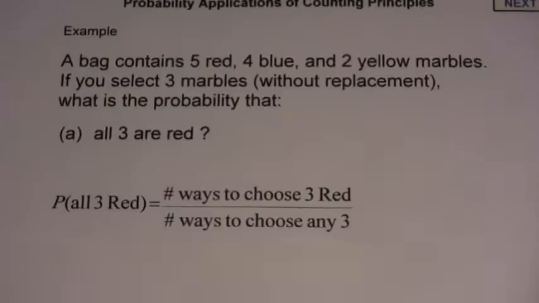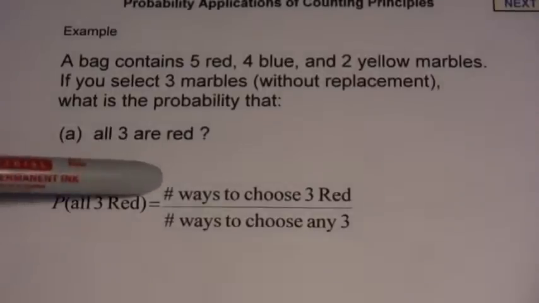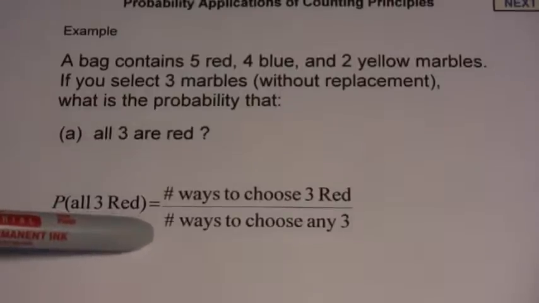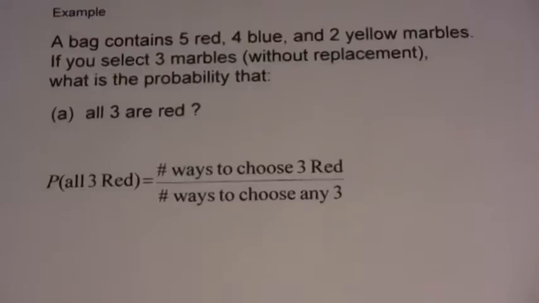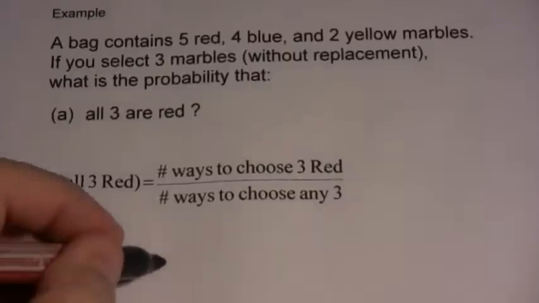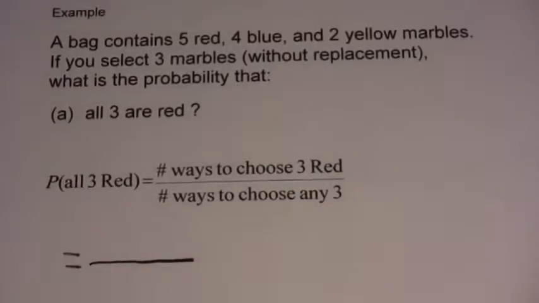Going back to the basic probability principle, the probability of getting all 3 red is a fraction given by the basic probability principle. It's the number of ways you can choose 3 reds divided by the number of ways you can choose any 3 marbles. How many ways can you choose 3 red? Well, order doesn't matter.